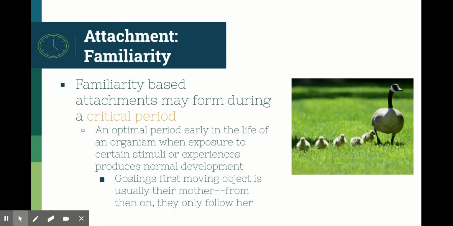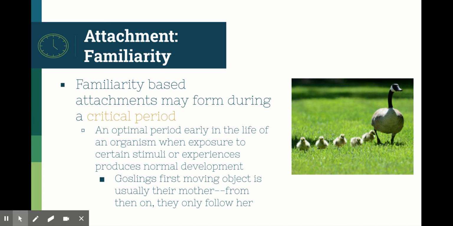So another related idea to attachment is this idea of familiarity. So familiarity-based attachments often form during a critical period. So remember, critical period is something that we've talked about previously when looking at language development. It's that window of time where you need to be exposed to a particular stimulus or a particular experience in order to develop normally. So when we talked about this previously with language, if a child isn't introduced to language within that critical period, within really those first 3 to 4 years of life, that child will have difficulties with language throughout their life.